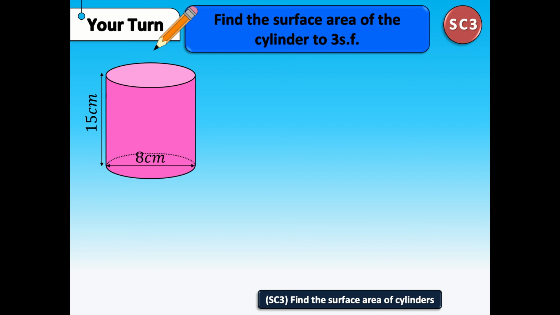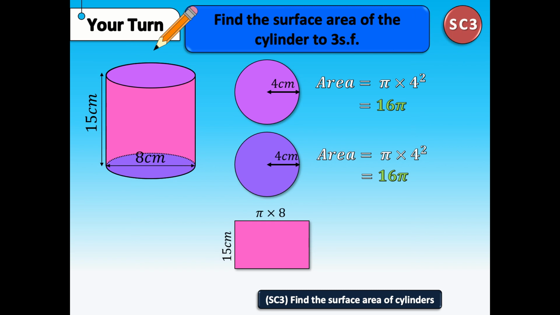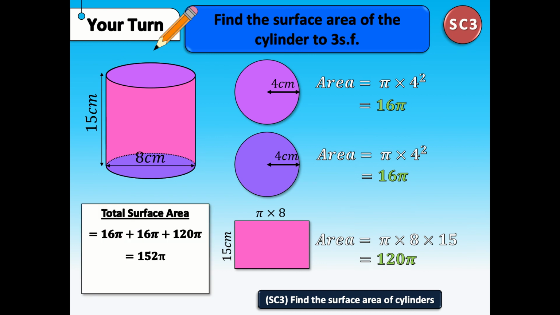So we want to find the surface area of this cylinder. So we work out the area of the circle on top first. So that's 16 pi. Then the area of the circle on the bottom, which is also 16 pi. And then we work out the curved surface area. So that's 120 pi. So that's a total of 152 pi, which to three significant figures is 478 centimeters squared.